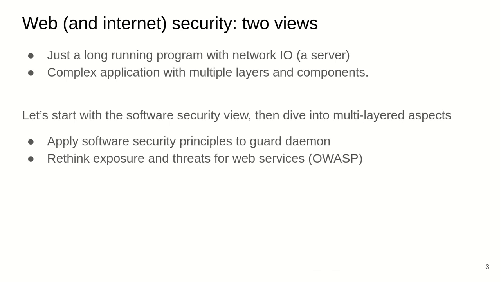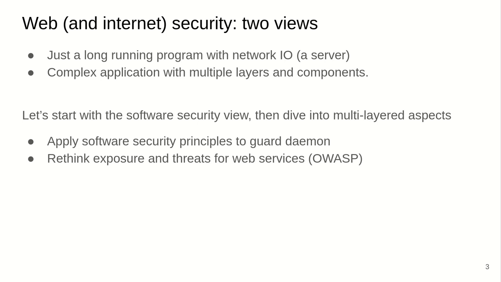The web and the internet has two different views of security. Well, one of them is that anything running on a server is just a long-running program with a network input and output, right? So anything that you run on a server is just like a regular application, just that it runs a little bit longer. And this may change the attack scenarios a little bit. It's also a complex application with multiple layers and components and whatnot.